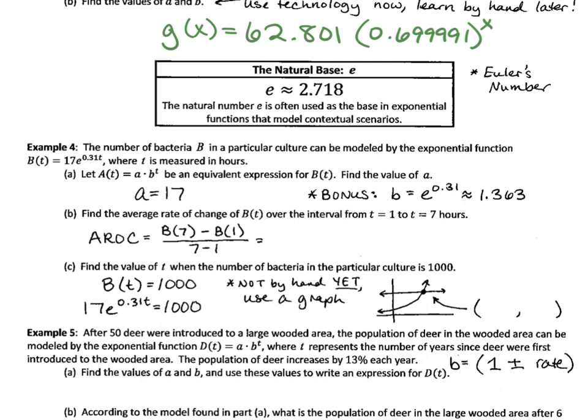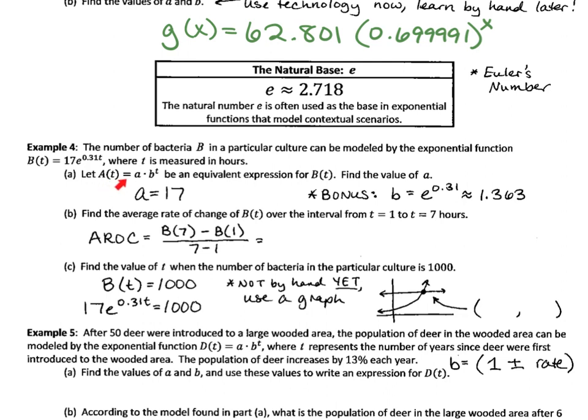So population growth of bacteria changes naturally, so that's base e. Continuously compounding interest is base e, so it shows up more often than not. I've done most of this problem for you, but I still want you to practice a little bit. It says the number of bacteria B in a particular culture can be modeled by the exponential function B of t equals 17 times e raised to the 0.31t, where t is measured in hours.